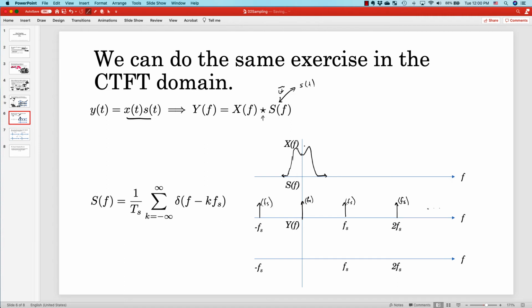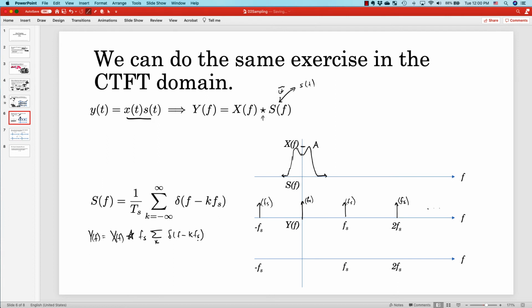Okay, and then let's give this peak height a. So let's talk about convolving with impulses. That was the other reason that we reviewed Dirac deltas. So we know that big Y sub f is the convolution of x of f with s of f, which is an infinite sum of Dirac deltas.